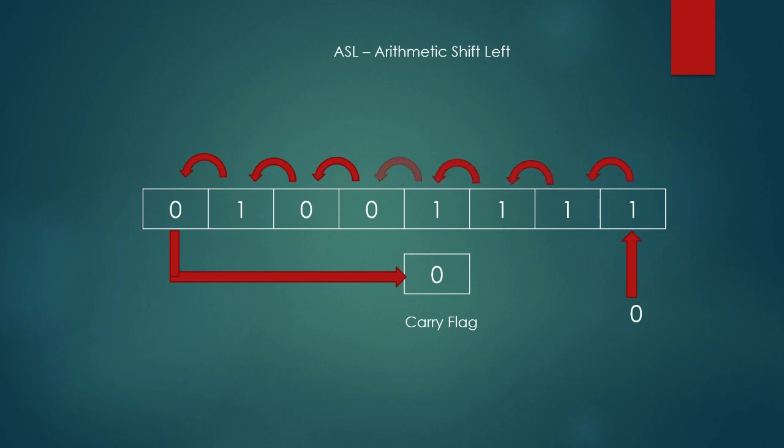Let's get into some specific instructions. Our first instruction is ASL, arithmetic shift left. As you can see, it shifts all the bits to the left. The high order bit is copied into the carry flag, and a 0 is copied into the low order bit.